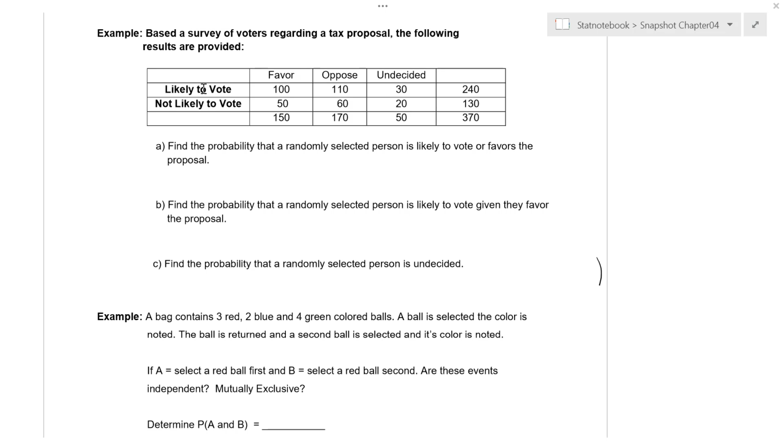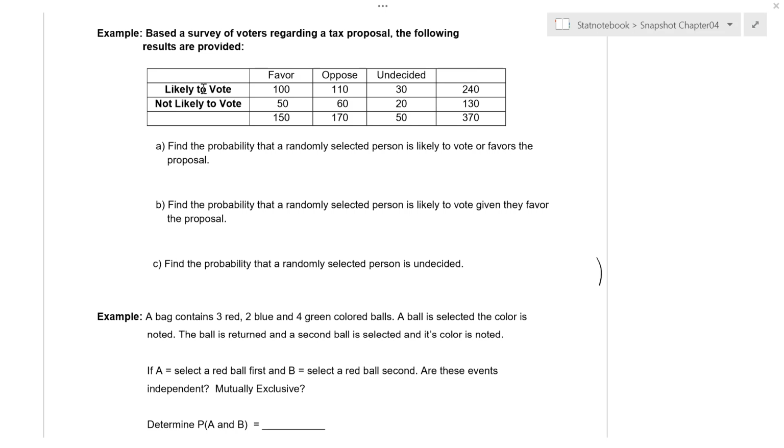All right, to the second point, here we go. Again, stop the video, work the problems. We have a survey of voters regarding a particular tax proposal, and the following results of that survey were provided. So you look over the table here. The number that favored, likely to vote, not likely to vote, okay? So get familiar with the table.